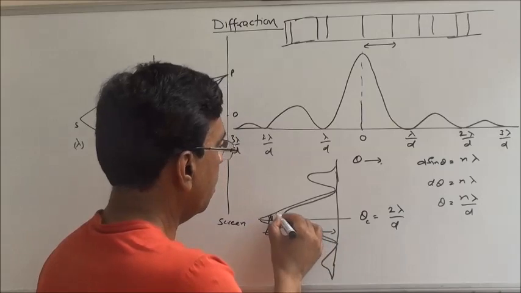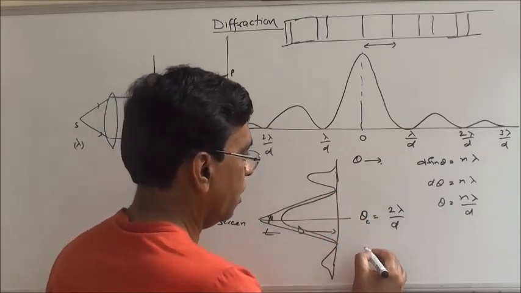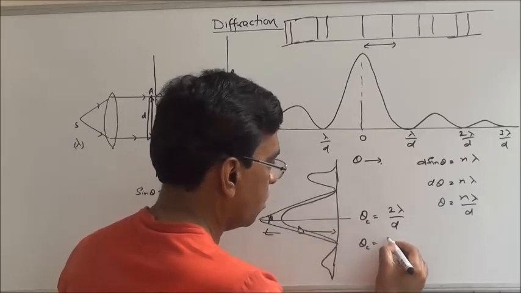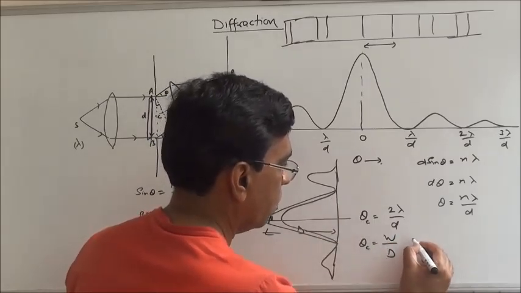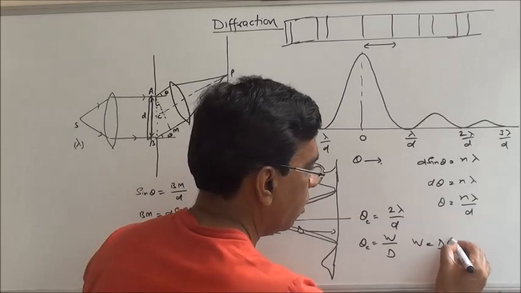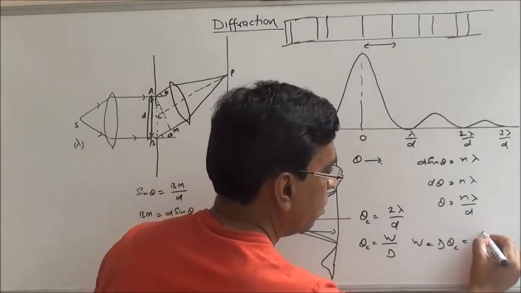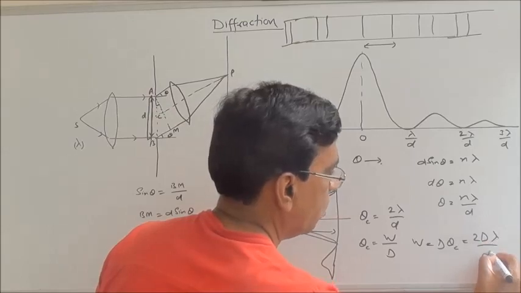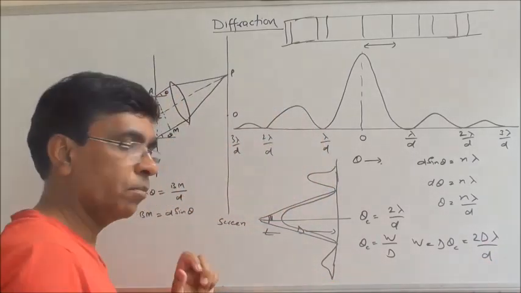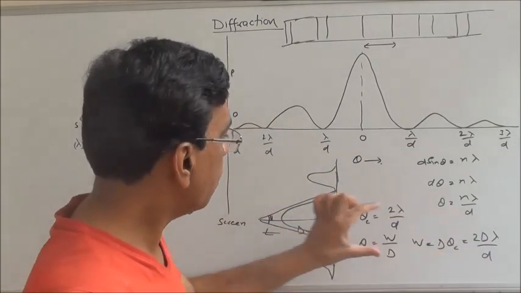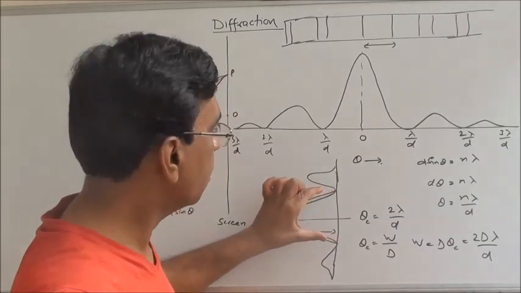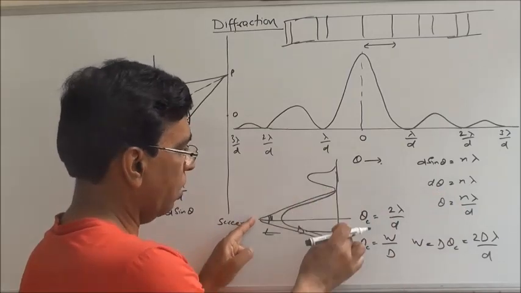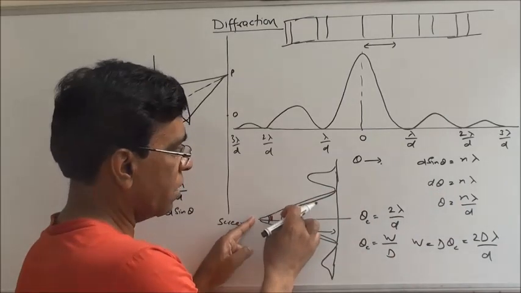This distance is D. Angle is equal to arc upon radius. Arc, this is the width upon radius. So width will be D into 2 lambda by d. Linear width of central maxima. I want to find out this only. So angular width we will get from it. First minima here. So I can find this angle using this.